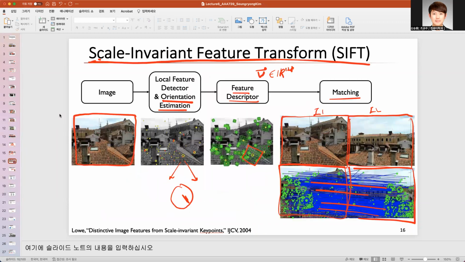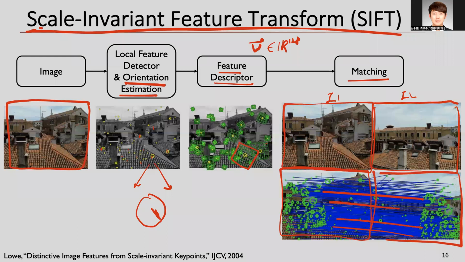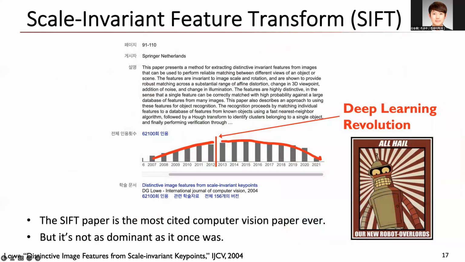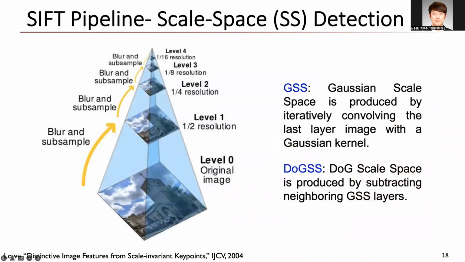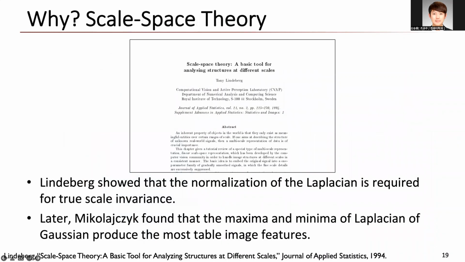The SIFT paper consists of the local feature detection step, the main orientation estimation step, and the feature description step. So let me show you from the feature detection step. First of all, how do they find the feature points? They use Gaussian scale space.